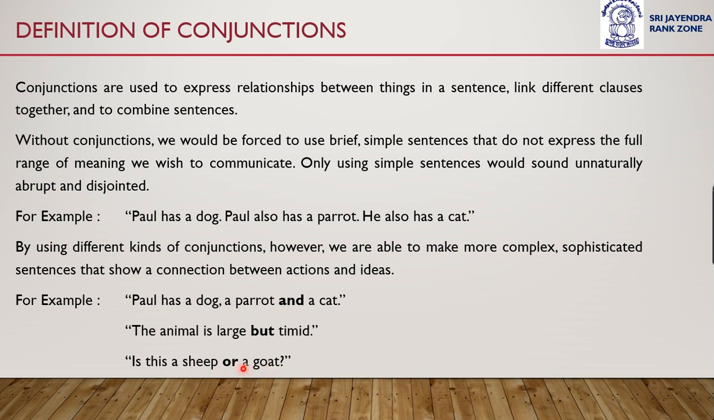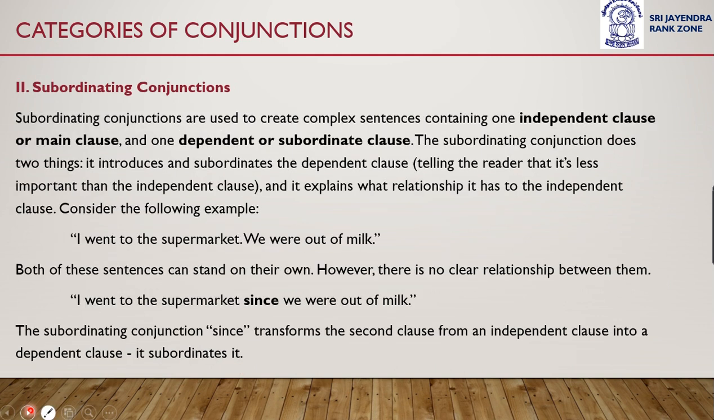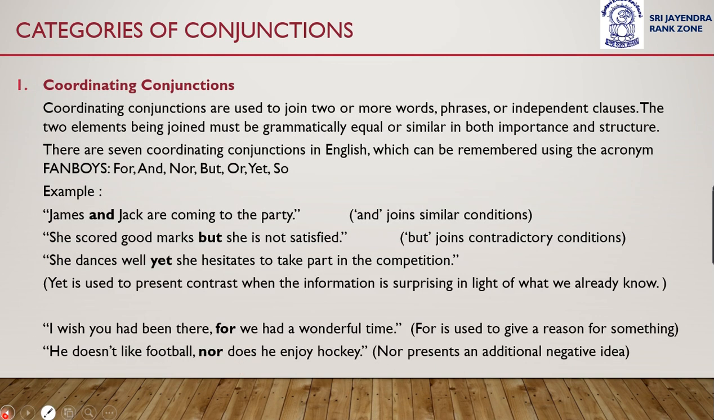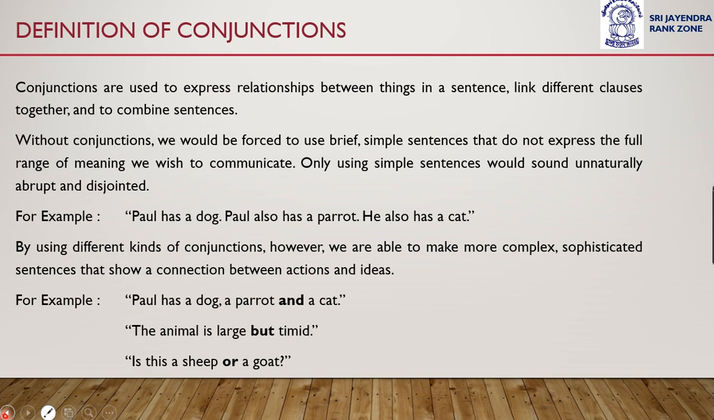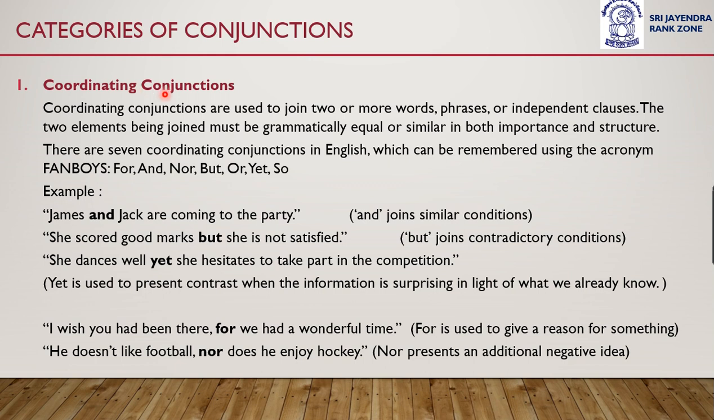Let's move on to understand the types of conjunctions. First, coordinating conjunctions. Coordinating conjunctions are used to join two or more words, phrases, or independent clauses. The two elements being joined must be grammatically equal or similar in both importance and structure. So they need to be similar in importance as well as structure.